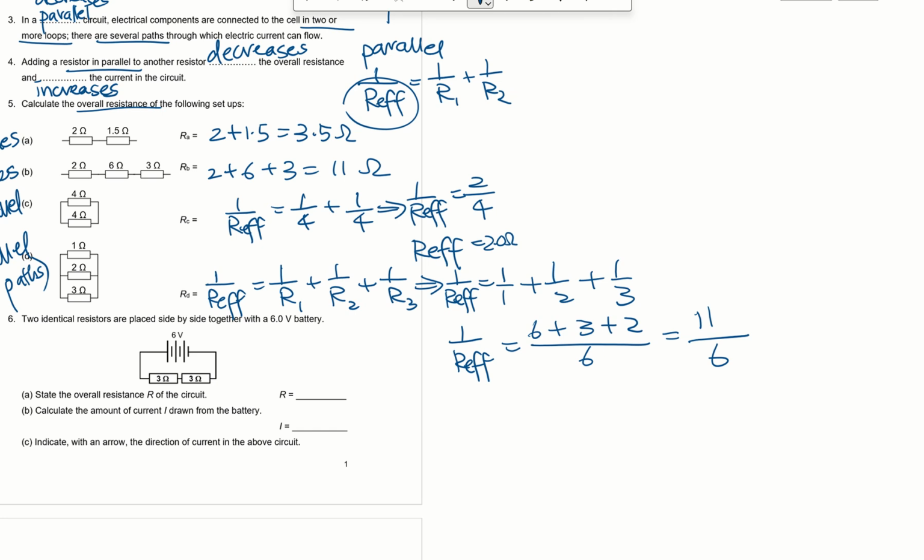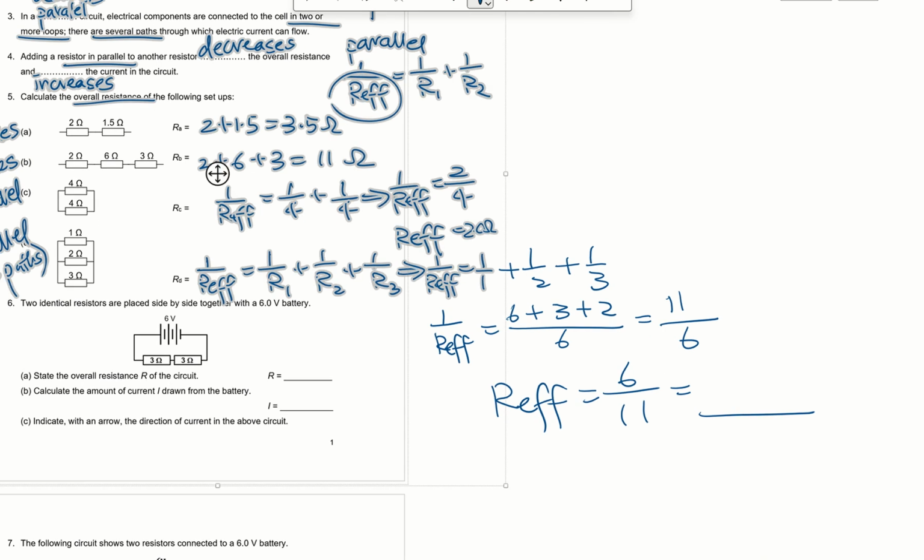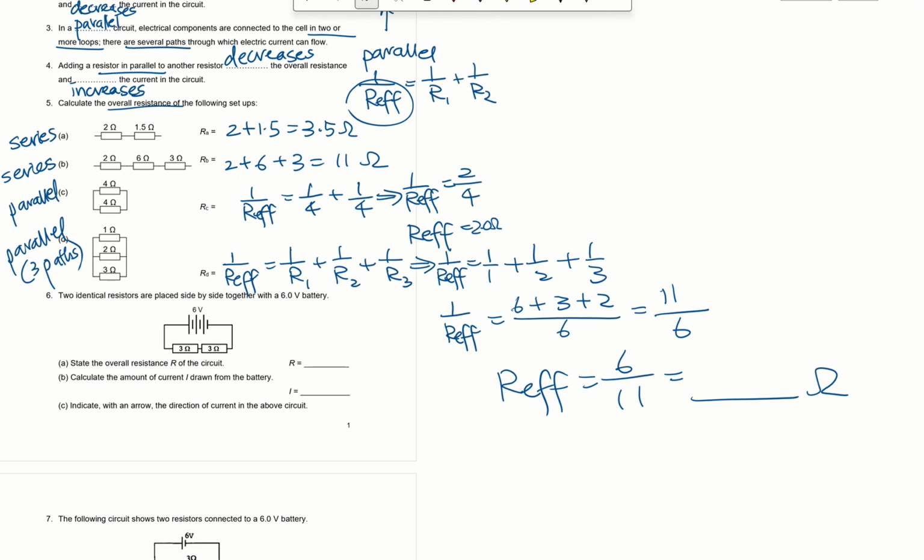Is this the final answer? No. You actually have to flip it. So it becomes 6 over 11. Okay? Right? Yeah. So you cannot leave it in fractions. If you have your calculator, press 6 over 11, you'll get a certain value, write down the units of ohm. Okay? So this is for question 5, calculating the effective resistance.